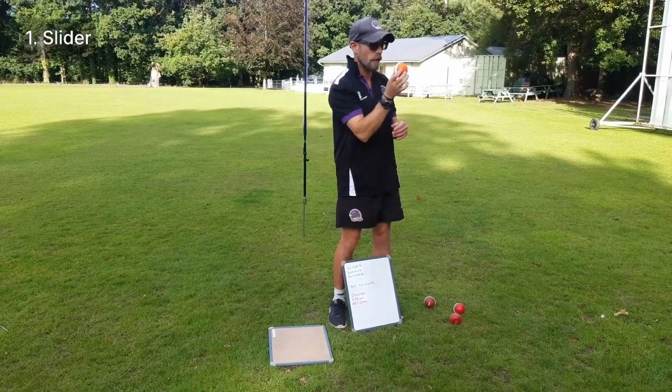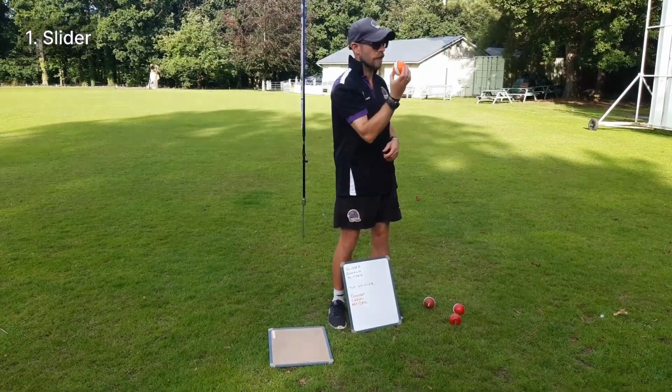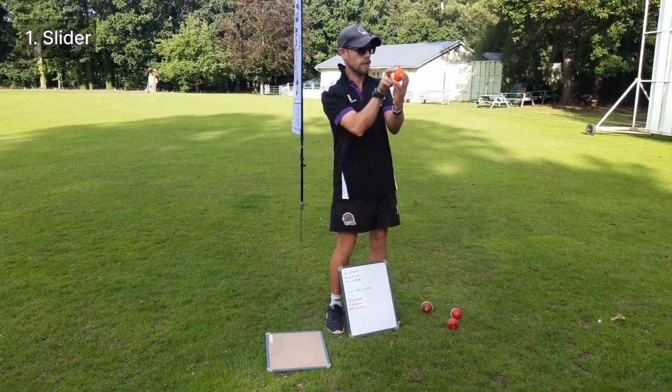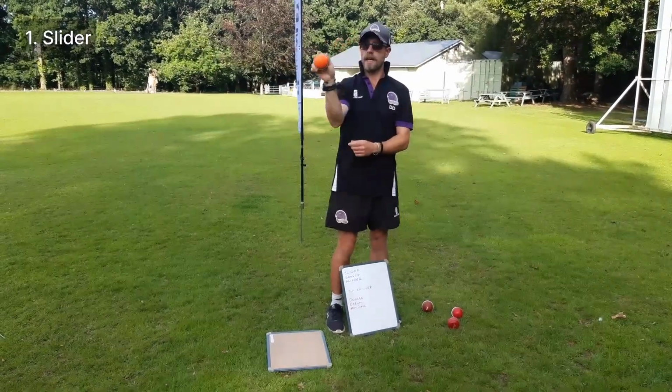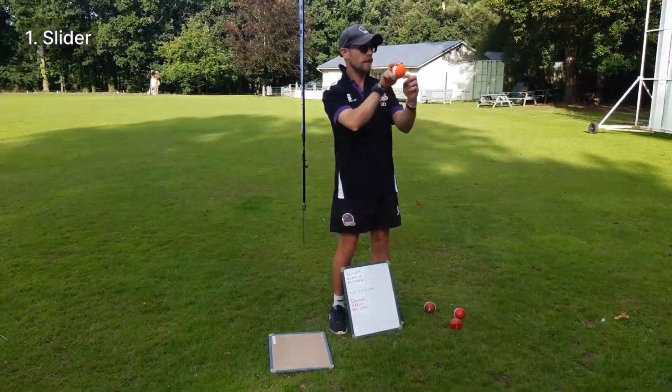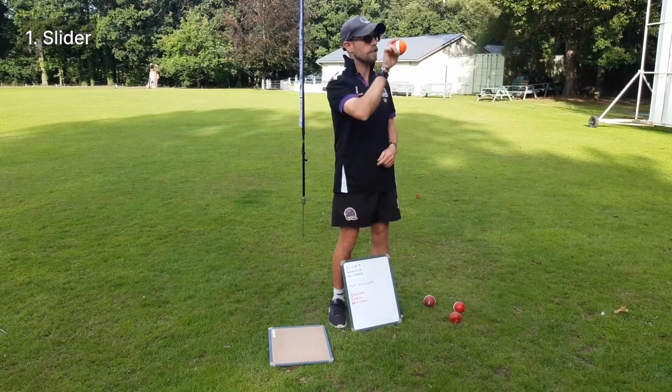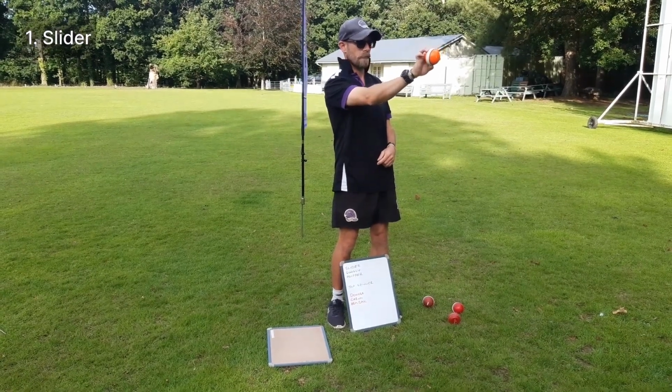So it's going to be a lower bouncing ball, but it's still going to have that side spin on in the direction of a leg spinner. Standard leg spin is going to have that 45-degree. The slider, just side spin, pushed out the front of the hand. All good?